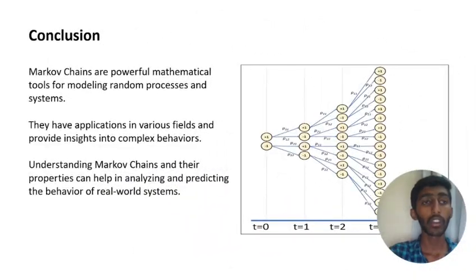Let us see the conclusion of the Markov chain. Markov chains are a powerful mathematical tool for modeling random processes and systems. They have applications in various fields and provide insight into complex behavior. Understanding the Markov chain and their properties.